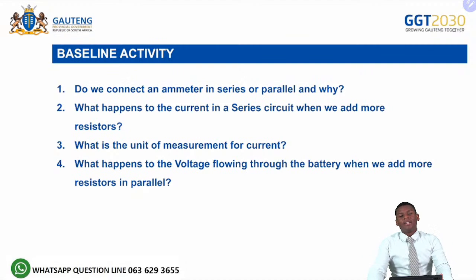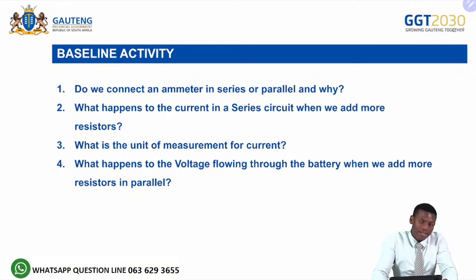Welcome back, my grade 9s. Let's solve the baseline activity. Number 1. Do we connect an ammeter in a series or in a parallel circuit? We also have to do number 2. What happens to the current in a series circuit when we add more resistors? The third one is what is the unit of measurement for current? And the last one is what happens to the voltage flowing through the battery when you add more resistors in parallel? Anyone to answer the question?